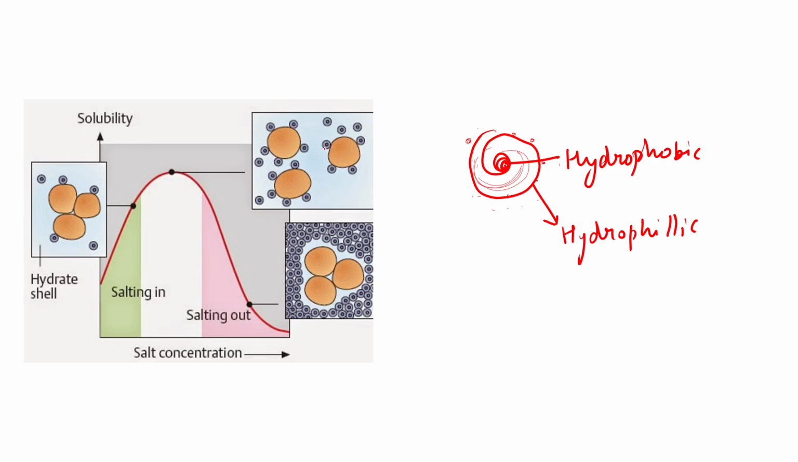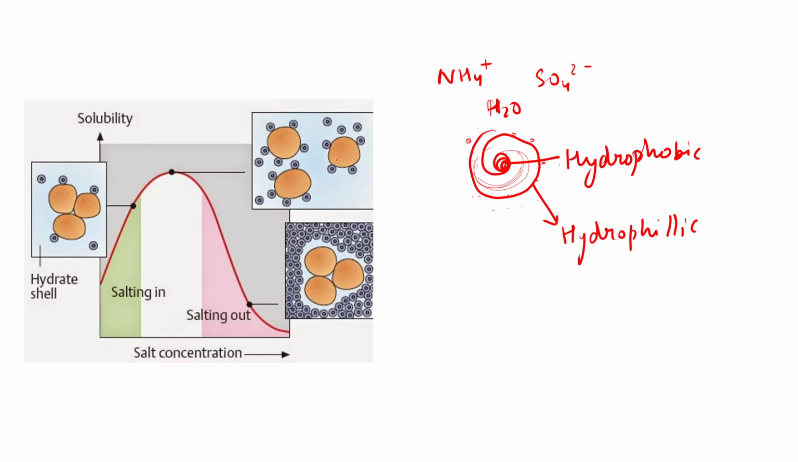Now when we keep on increasing the salt concentration, what is happening? The salt ions are replacing the water. So salts like ammonium sulfate or ammonium acetate, the ammonium ions and the sulfate ions, are basically replacing the water molecules. And in return, when the water molecules get replaced, the hydrophobic part is getting exposed.